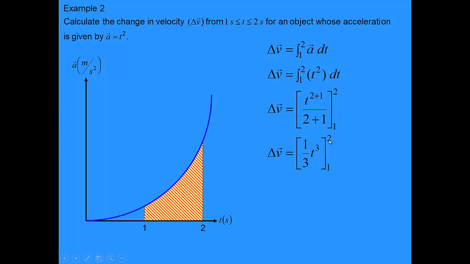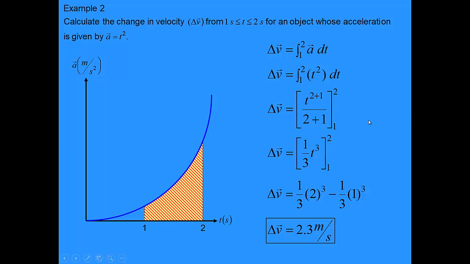And now we just have to evaluate it at 2 minus evaluating it at 1, which we can do because we're doing the big shape, which would be the entire shape from 0 to 2, and subtracting off this little shape to 1. Work it through. That's 8/3. That's 1/3. That's 7/3. Couple of sig figs, 2.3 meters per second. Now, I'm not quite sure how you're going to get that answer without doing a whole lot of rectangles, unless you happen to know some integral calculus.